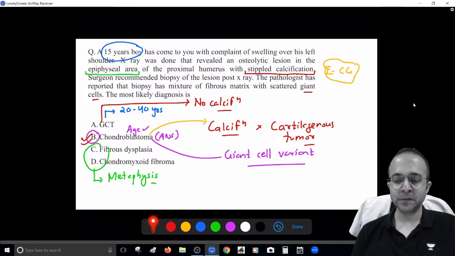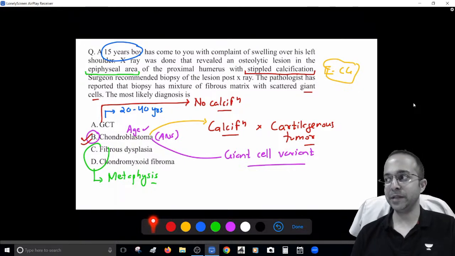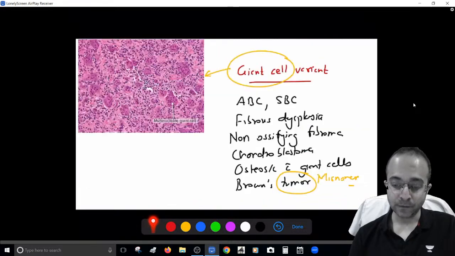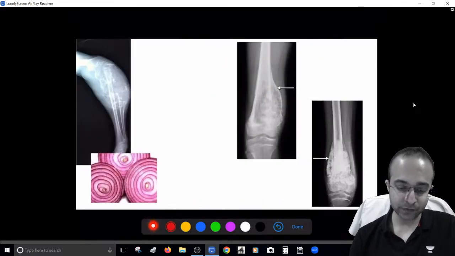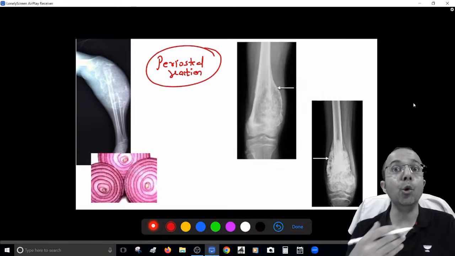But trust me, you read calcification and you pick a cartilaginous tumor without thinking. Clear with that? And please don't confuse calcifications with periosteal reactions. Do not confuse these two with each other. See, periosteal reaction is a new bone formation.